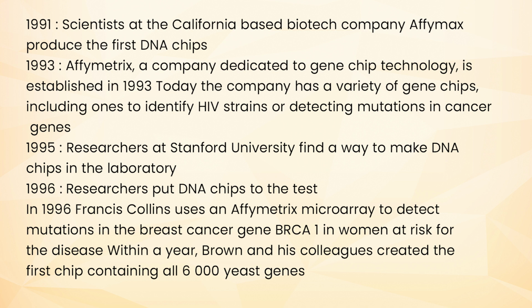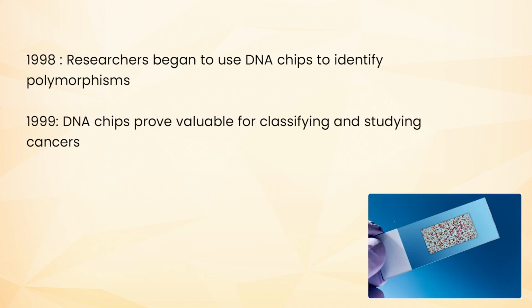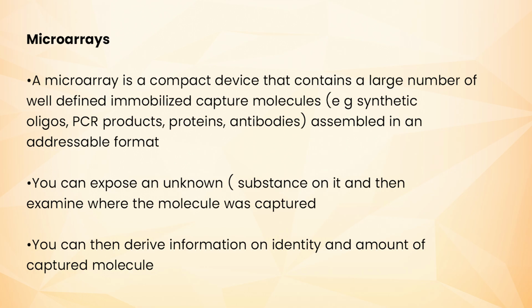Within a year, Brown and his colleagues created the first chip containing all 6000 yeast genes. In 1998, researchers began to use DNA chips to identify polymorphisms. In 1999, DNA chips proved valuable for classifying and studying cancer. Now the question is, what are microarrays?